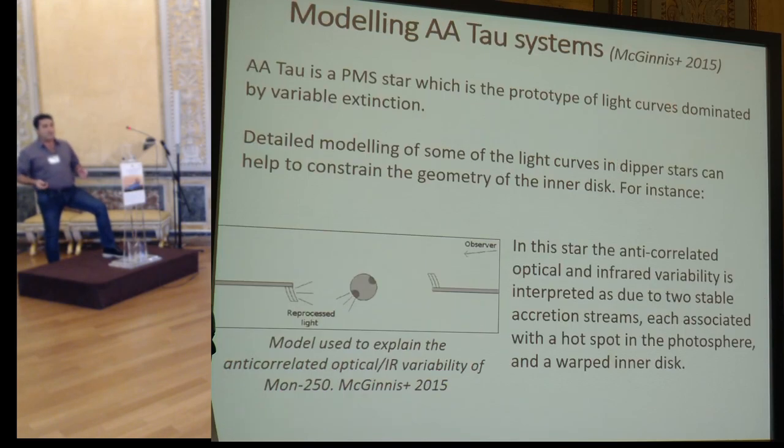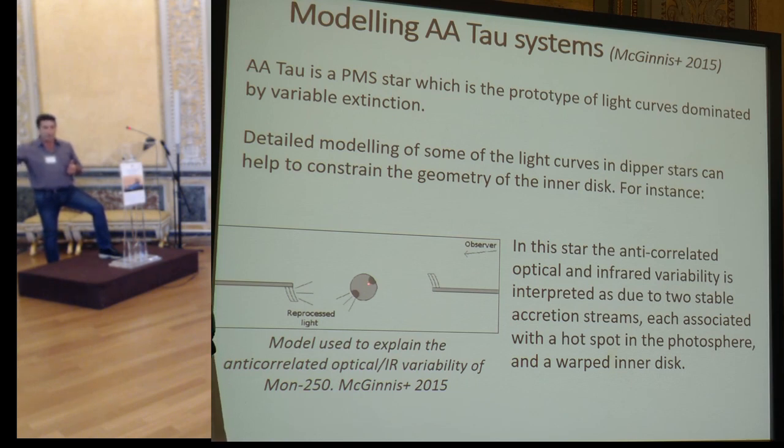But we can do more. For instance, we can try to model the system in order to reproduce the light curve that we are observing. This is something that has been done, for instance, by McGuinness in 2015, in which they observed the stars, dippers, in which the dips observed in the optical were anti-correlated with the dips observed in infrared. So while the star was fading in the optical, it was brightening in infrared. They tried different models, and the model that actually was able to reproduce this kind of variability was this one.